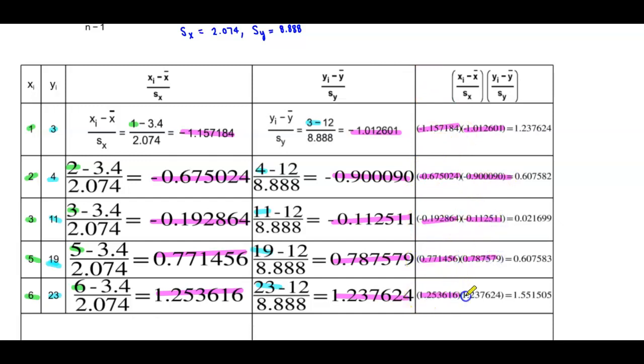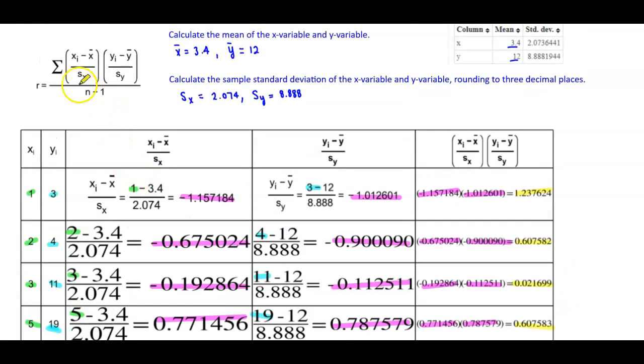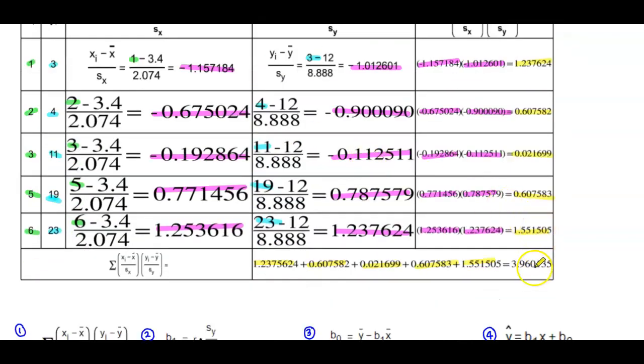Okay, so you can see here that this represents the last column. What we want to do is take these 5 numbers and find the sum of those numbers. This means the sum of this entire column, so we're going to add all of these values in that last column to get 3.960135. Therefore, this is the number that we want for this numerator. So this entire numerator is going to represent this number here.